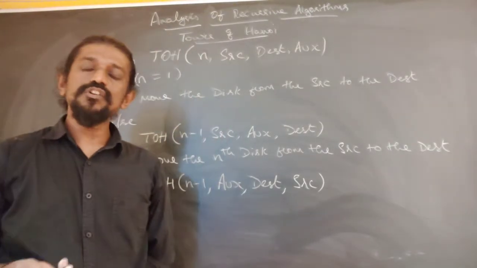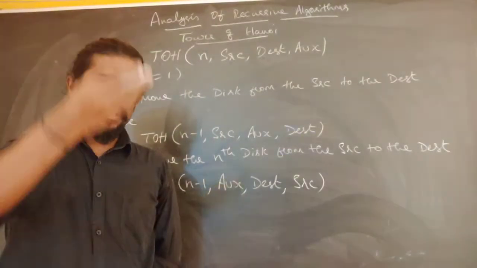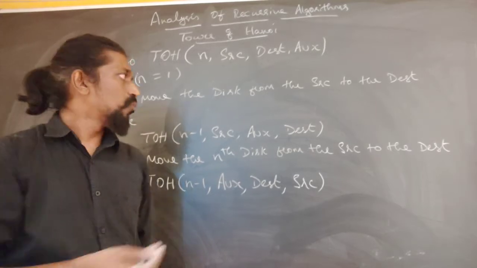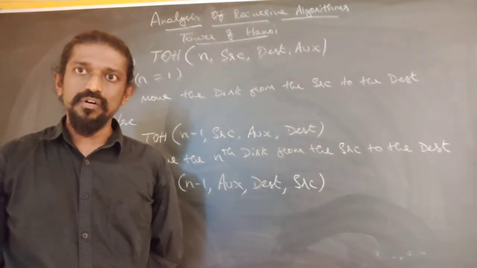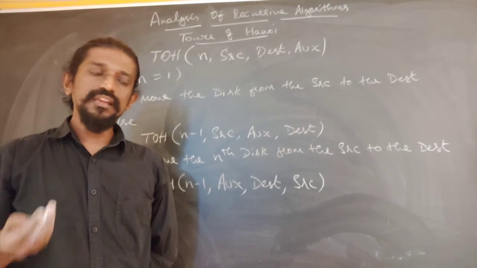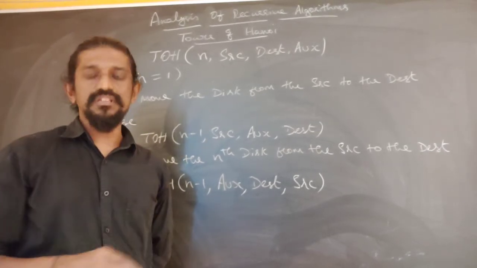To analyze the efficiency of the algorithm, we will follow some steps. What is the first step? The first step is, what is the input of this particular algorithm? Because all algorithms' running time depends on the input size.